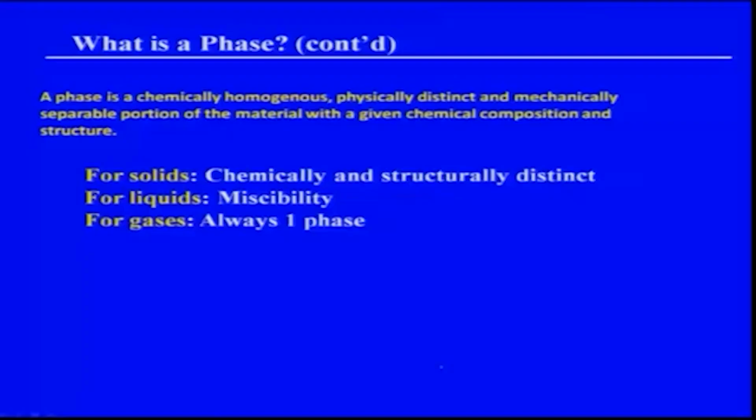That is what I told you in this lecture, again reiterating. For solids, chemically and structurally distinct things are called phases. For liquids, miscibility dictates the phases, gas is always a single phase. So, a phase is a chemically homogeneous, physically distinct, mechanically separable portion of a system or a material. Chemically homogeneous, why? Because it should have the same chemical composition. That is why chemically homogeneous.